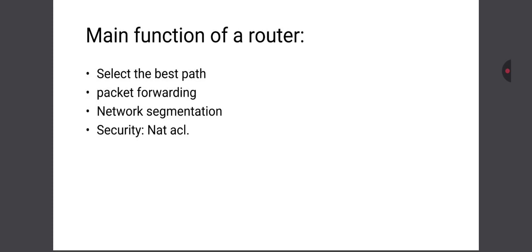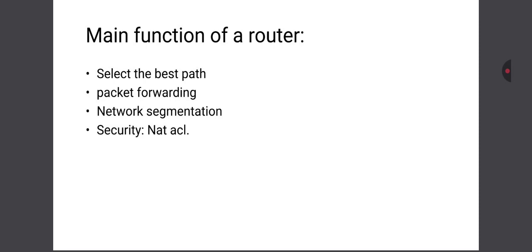Now, let's get into the main functions of a router. There are four major functions of routers. It selects the best path toward the destination. After all the calculation, it forwards the packet to the destination with the destination IP address and IP header, and the packet contains all the information regarding the IP and routing protocol. Network segmentation: it also segments different networks and makes them communicate with each other.